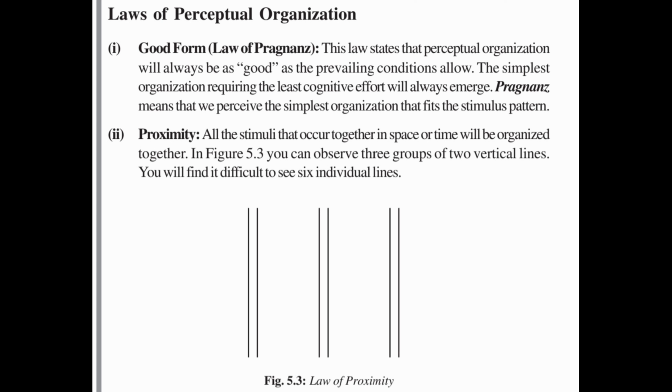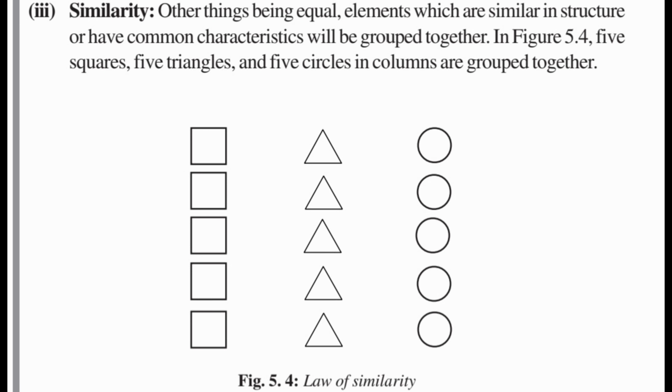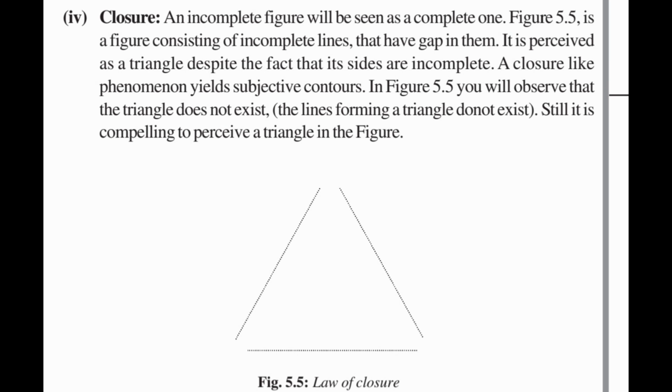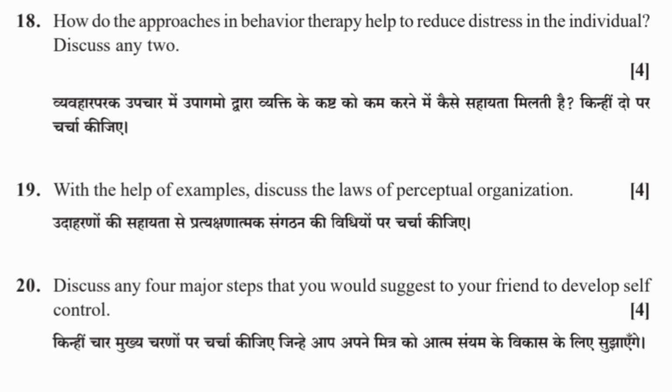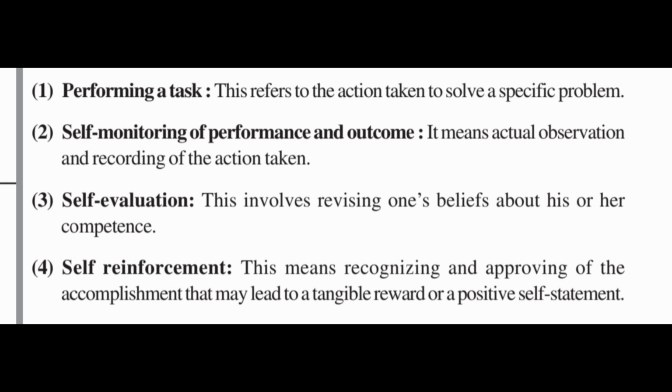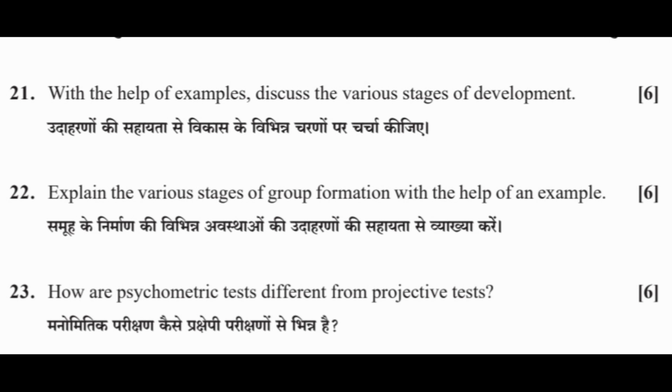1. Good form. 2. Proximity. 3. Similarity. 4. Closure. 20. Discuss any four major steps that you would suggest to your friend to develop self-control. 1. Performing a task. 2. Self-monitoring of performance and outcome. 3. Self-evaluation. 4. Self-reinforcement.